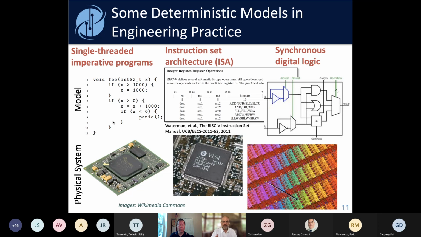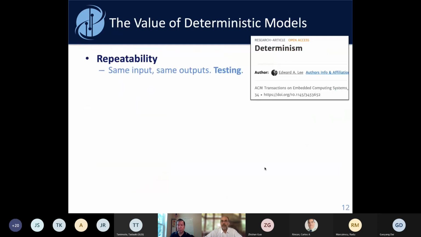In fact, I would argue that there's no way we would be doing the world's finances on computers if it weren't for the determinism of the single-threaded imperative program model. And of course, the determinism of that model depends on other underlying deterministic models as well. Instruction set architectures, we go to great lengths to build those as deterministic models. Synchronous digital logic, which is what we use to realize these instruction set architectures. These are deterministic models as well. And the determinism of these models is exceedingly valuable.